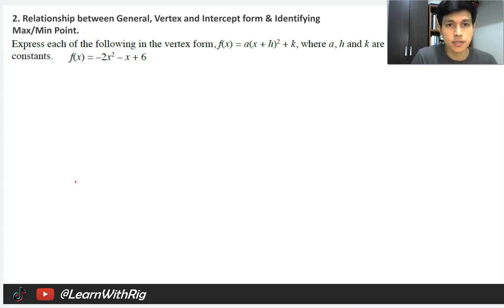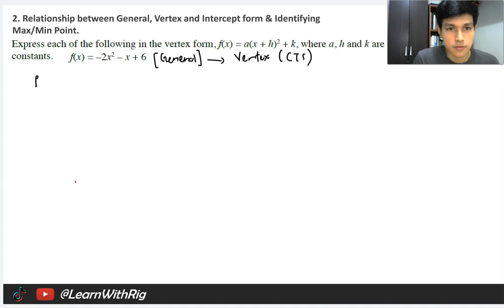Alright, next. Express each of the following in the vertex form where a, h, k are constants. So now they give you this. So what is this? This is general form. If you want to convert general form to vertex form, you have to use what? Completing the square. Okay, so that's what you're going to do here.